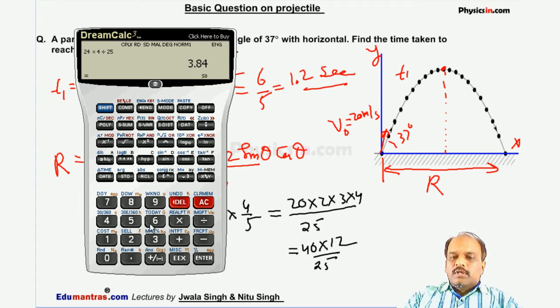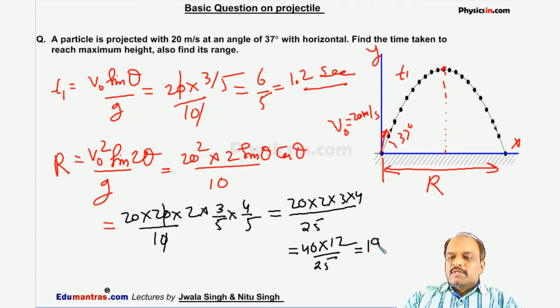It is 40 into 12 divided by 25, which is equal to 19.2 meters. So it is 19.2 meters. This is the range of the projectile.